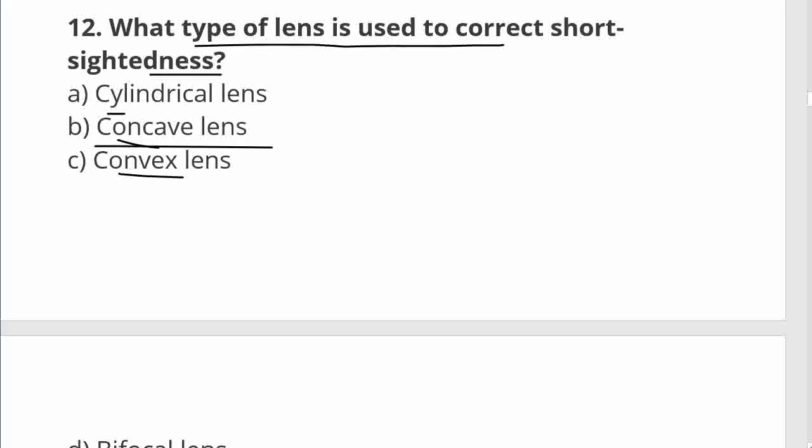A concave lens is used to correct myopia, short-sightedness. It diverges incoming light rays to help them focus on the retina, improving distant vision.